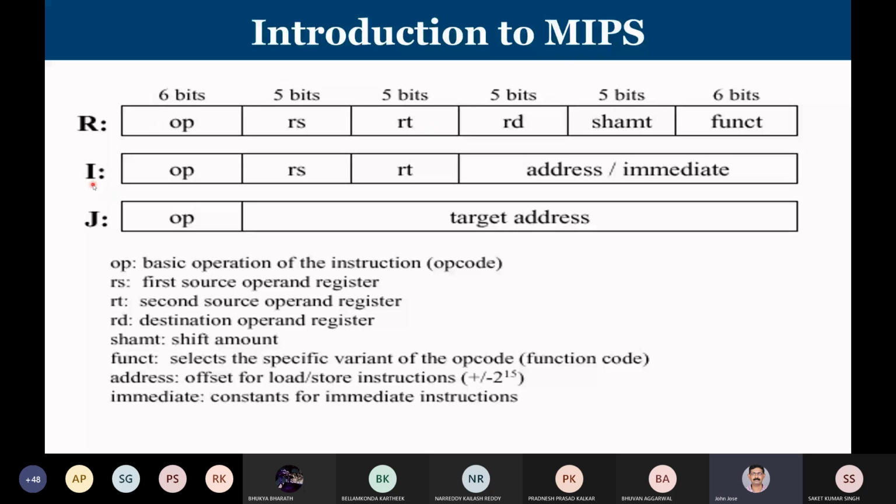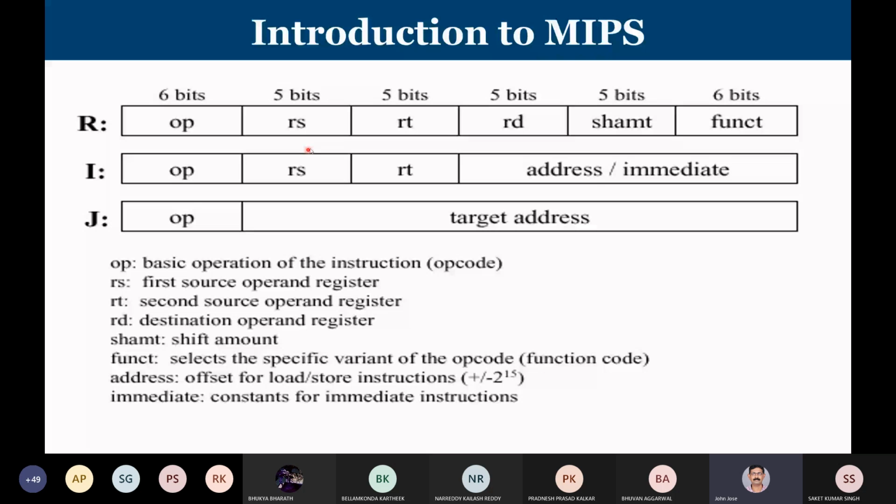The second category is known as immediate instruction, where along with the opcode I specify two register names as part of this, RS and RT. One is the source register and the other one is the operand register. And then there is a 16-bit immediate value that I also specify. That means it can be a load R1, R2, and then a 16-bit number.